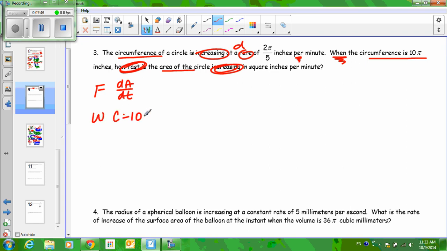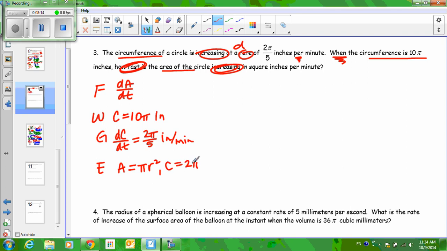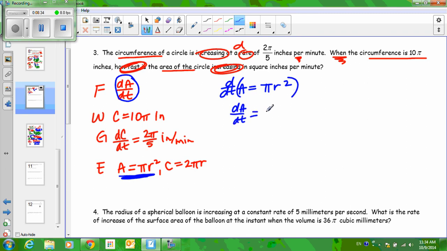When the circumference is 10 pi inches, given, that goes back to the first, that's when the circumference is increasing, so dC over dt equals 2 pi over 5 inches per minute. My equation then, well, I've got area of a circle going on with circumference of a circle. So we're going to write both down, and we're probably going to use both, but I'll explain how I think about this. Now look at what you're trying to find, dA over dt. That means you're going to have to take the derivative of that formula. So I'm going to start there. A equals pi r squared. If I take the derivative of both sides, I get dA over dt equals 2 pi r dr over dt. Interesting that when you do basically the derivative of area, it equals the circumference, that happens.